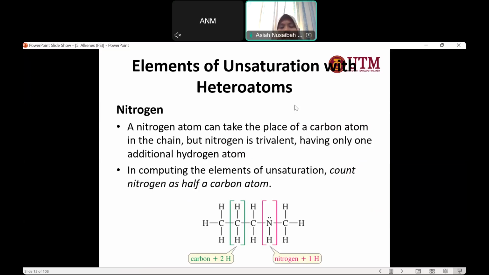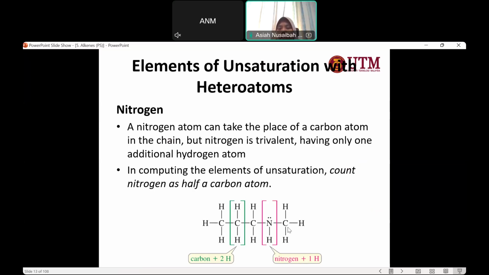Now let's say we have a nitrogen. What happens when we have a nitrogen? A nitrogen atom can take the place of a carbon atom in the chain, but nitrogen is trivalent. What does trivalent mean? If you can see in the pink color, we have N here, nitrogen. Nitrogen is connected to 2 C in the chain.